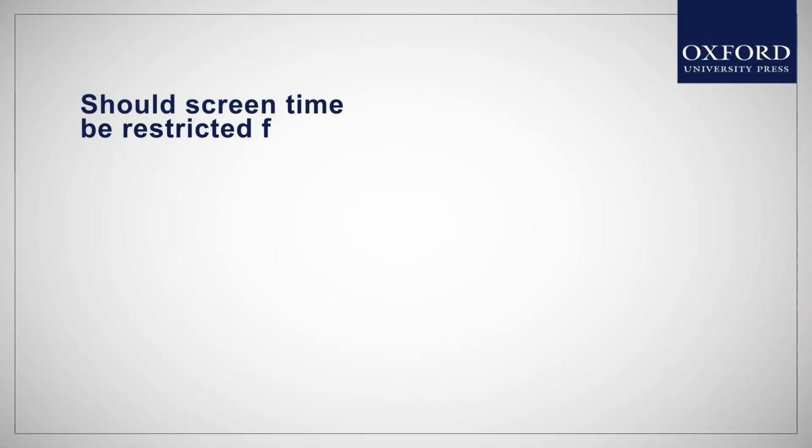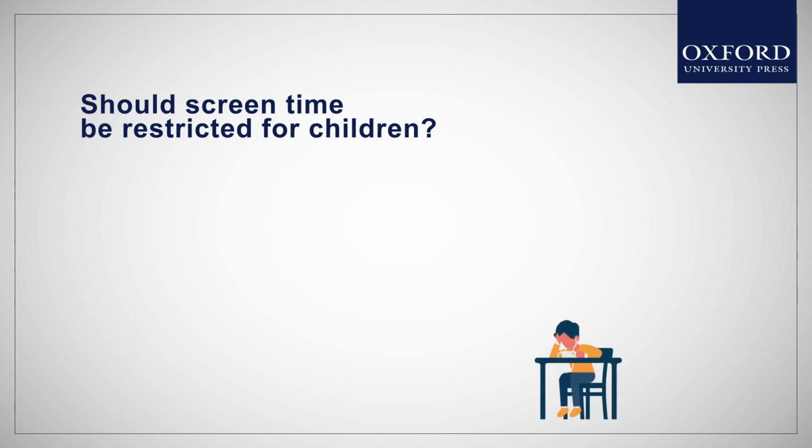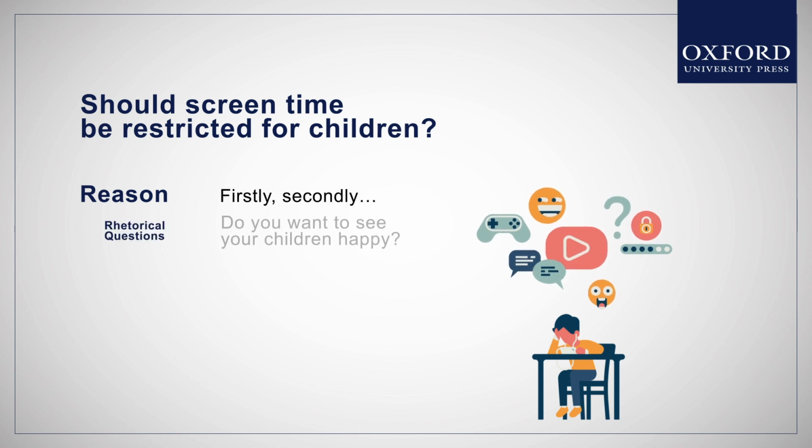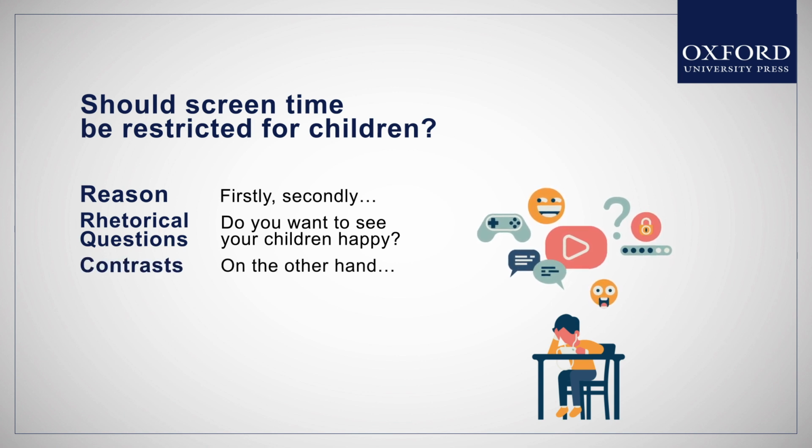Here's an example of something we can help them structure in class. Should screen time be restricted for children? They could start with a reason after their introduction. Once you've taught them to hook the reader or engage the reader with a rhetorical question or a piece of evidence, a fact, or just a triple adjective sentence starting with a pattern of 3, you can go on to reason and logic to support their topic. Firstly, comma, and then after that, for the second point, secondly, comma. To present contrasts they could use on the other hand or however.